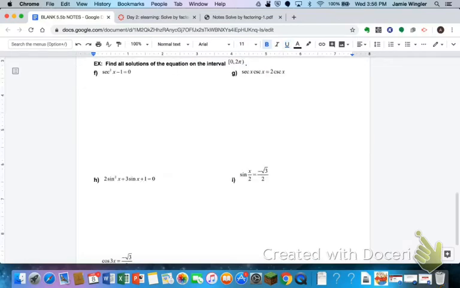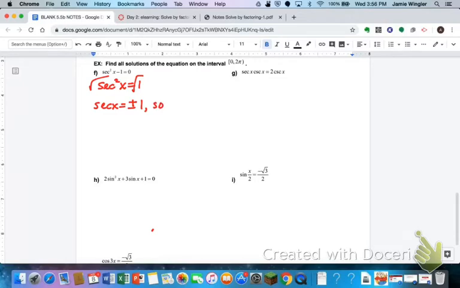Let's go back to letter H. I'm sorry. Let's go to letter F now. And our answers are still on the interval 0 to 2 pi. So again, we want to isolate the trig function, which means we're going to add 1 to both sides. We're going to take the square root of both sides, and we get secant of x equals plus or minus 1. Whenever you take the square root of both sides, you need to make sure that you are including the plus or minus in your answer.